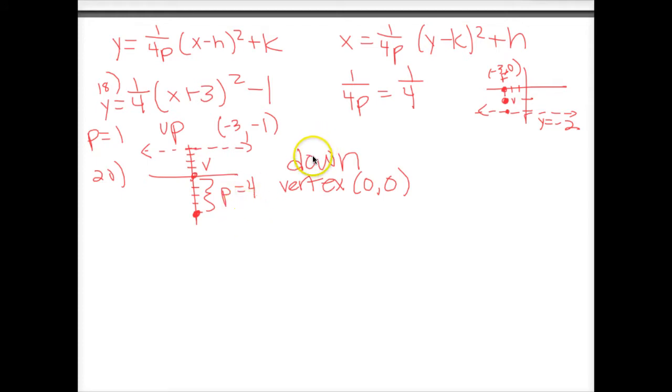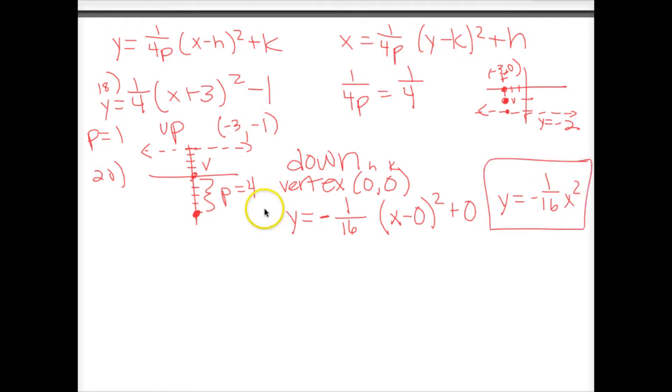So now it's just a matter of plugging those things in. If it opens down, I know that the y is alone. So y equals, I also know that it's negative since it opens down, 1 over 4 times P, 4 times 4 is 16, times x minus h squared plus k. So h and k in this case were both 0. This will need simplified. You can't leave zeros that you don't need. So it's just going to be -1/16 x squared, and that is your answer.